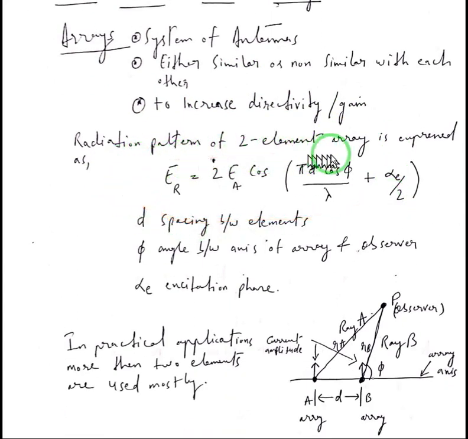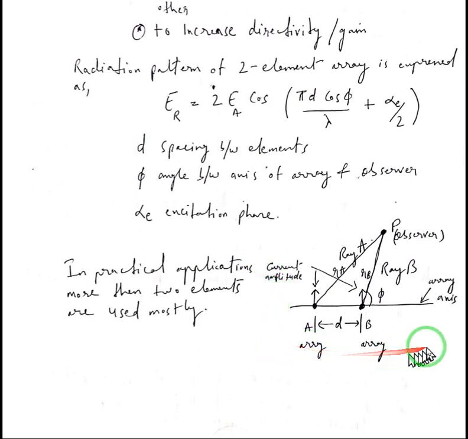Radiation pattern of two element array is expressed as 2 Ea cos(pi d cos phi over lambda plus alpha E by 2). Here d is the spacing between the elements, phi is the angle between axis of array and observer, and alpha E is the excitation phase. Here defined in the figure.